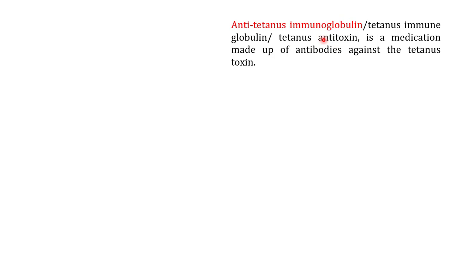This anti-tetanus immunoglobulin, or the tetanus immunoglobulin, or the tetanus antitoxin, is actually a medication or an anti-serum that contains antibodies against the tetanus toxin. So in this particular case, you can say that these immunoglobulins are going to stop the function of the tetanus toxin, thereby allowing the GABA neurotransmitter to function and hence the normal relaxation of the muscles.